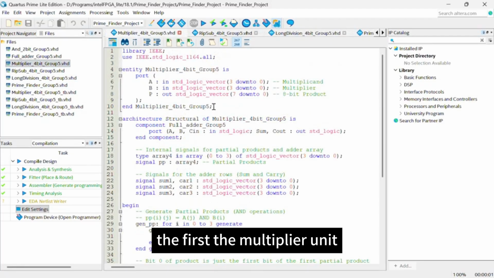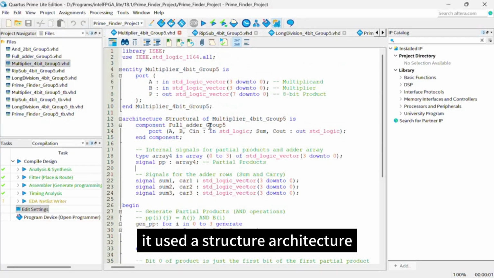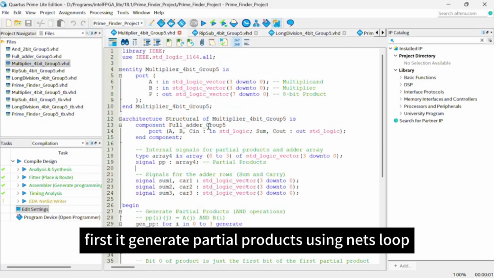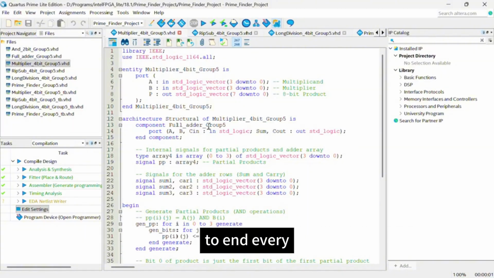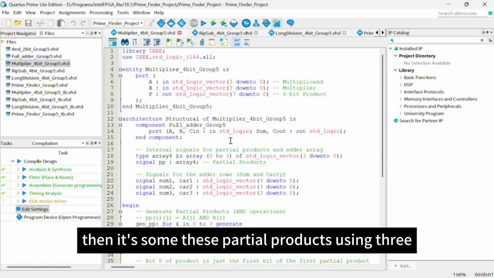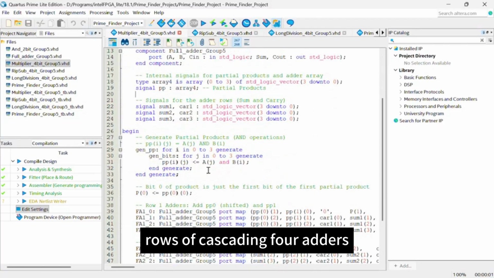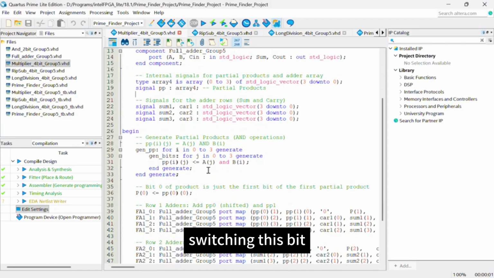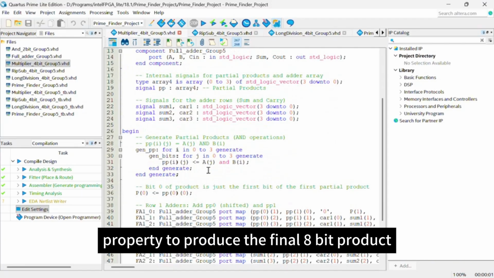The multiplier unit uses a structural architecture. First, it generates partial products using a nested loop to AND every bit of the input A with every bit of the input B. Then it sums these partial products using 3 rows of cascading full adders, to produce the final 8-bit product.